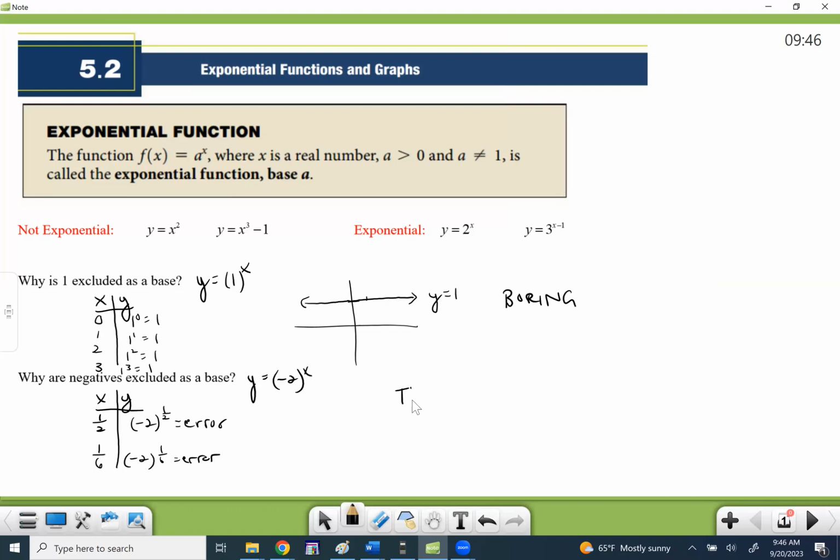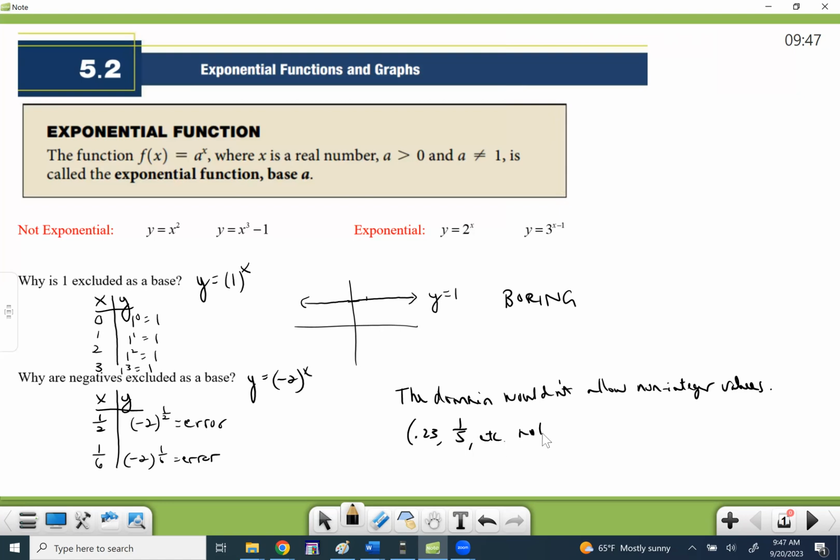So the domain wouldn't allow non-integer values. That's how we say that. Remember, integers are positive and negative whole numbers. So decimals like 0.23, fractions like a fifth, all of these things would not be allowed.